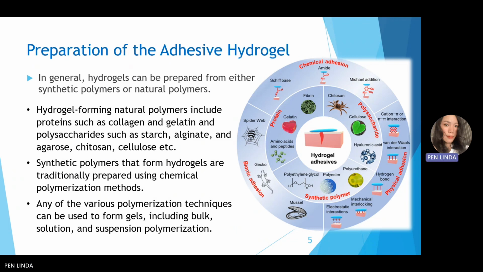The synthetic polymers that form hydrogel are traditionally prepared using chemical polymerization methods. Any of the various polymerization techniques can be used to form gel, including bulk, solution, and suspension polymerization.